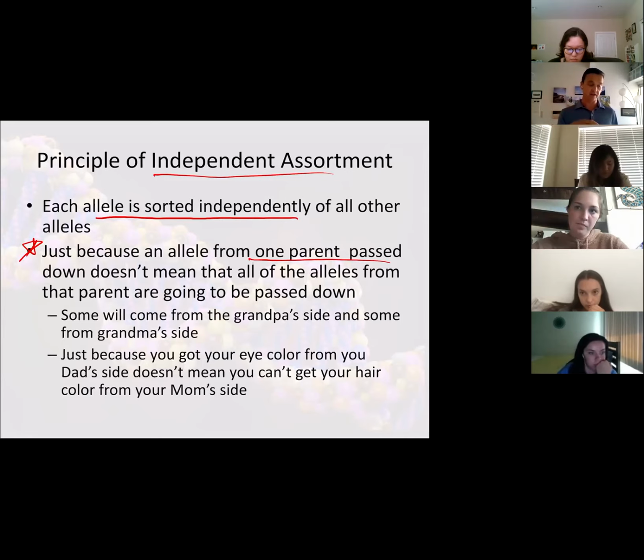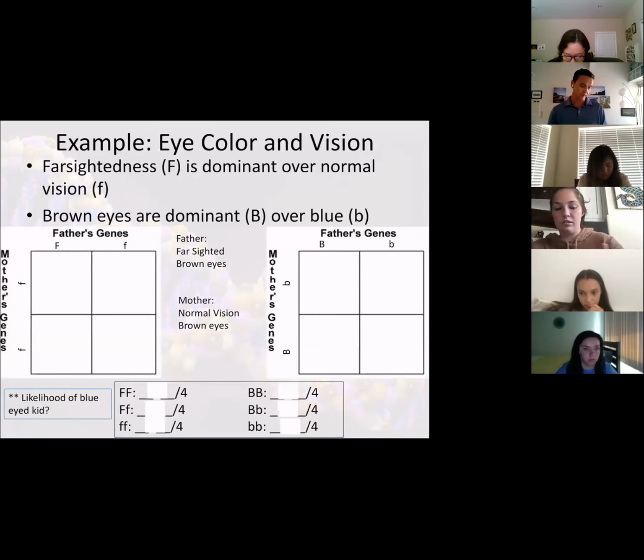So just because you got eye color from your dad doesn't mean you're going to get hair color from your dad too, right? So that's kind of an example of that, okay? So some will come from the grandpa's side, some will come from the grandma's side. It's another way to look at it, just one step back. Okay, so we're going to start with this one, and this one is looking at eye color and vision together. Okay, so as an example where we're talking about two separate traits, but again, not everything has to come from just one side. You can get some from mom, some from dad, right?